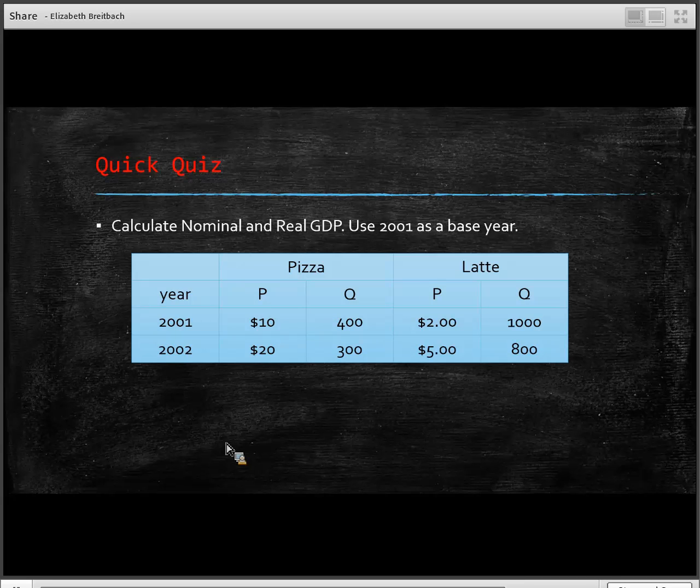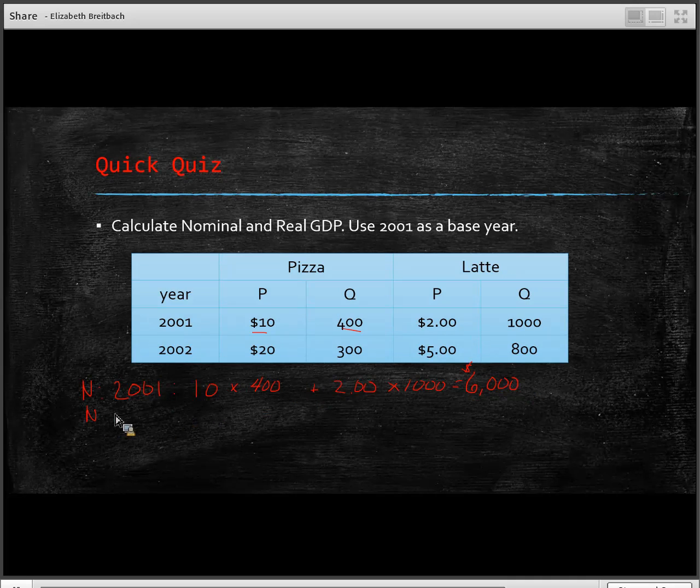All right, so hopefully you've calculated nominal and real GDP. First, we're going to look at nominal GDP in 2001. With nominal GDP, we don't have to worry about a base year. We just use current prices and current quantities. So we're going to take a price of $10 times 400 pizzas sold, and add that to the $2 price of a latte times 1,000 lattes. When we do so, we get $6,000. Our GDP in 2001 is 6,000.